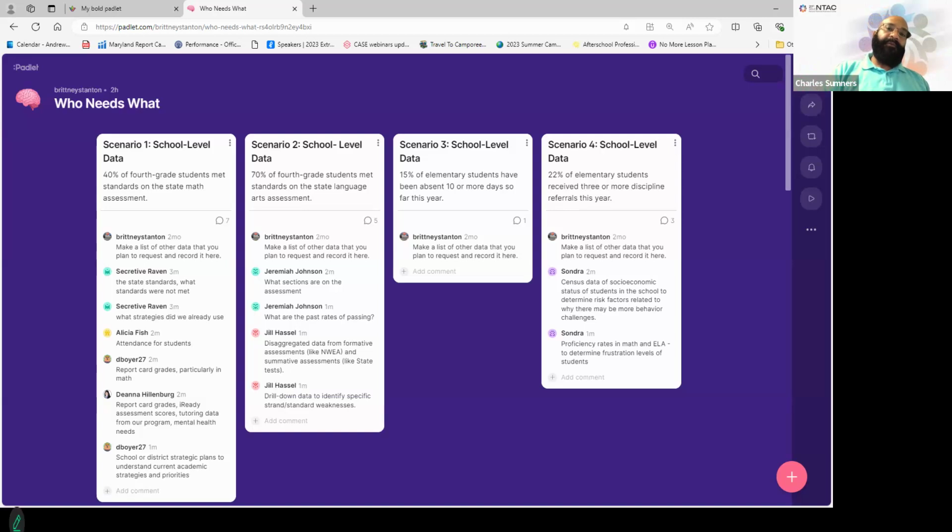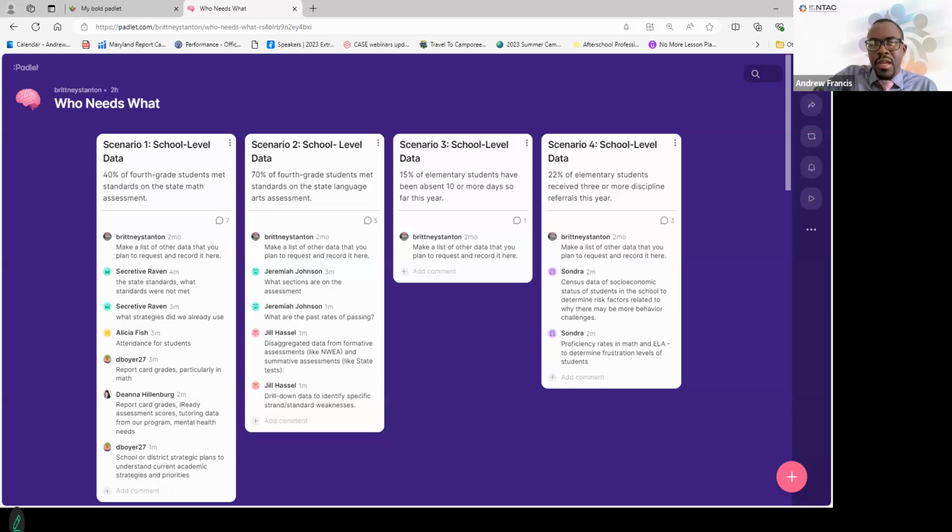I also love just how wide a range these four scenarios give you of the different data that can be used. We have hard data like our state assessments. We also have disciplinary data, which helps us really inform our programming in ways that we might not be looking at otherwise.